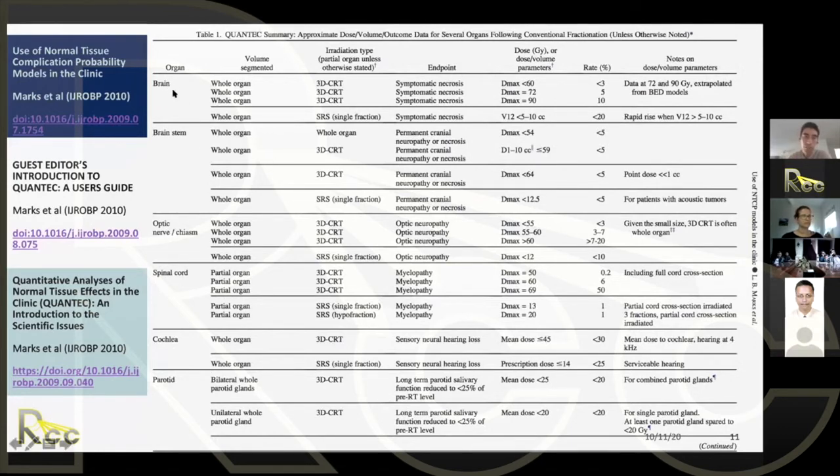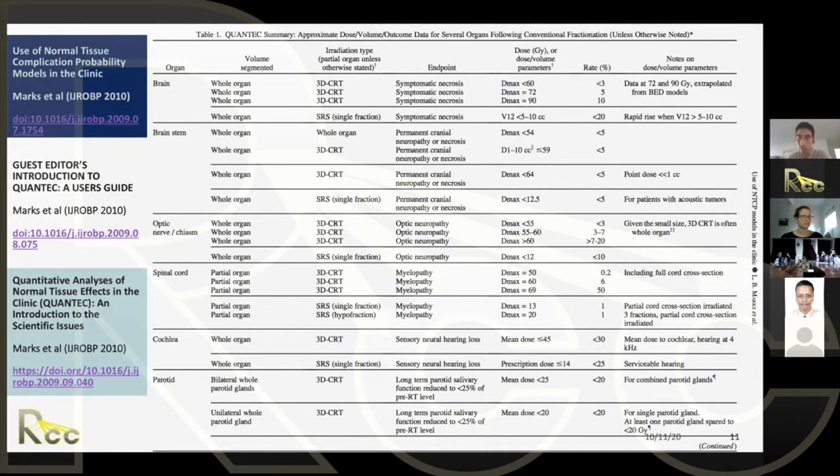Here it'll tell you what organ you're focused on, so this would be the brain. This is saying what the treatment type is for these guidelines. This is 3D conformal, so perfect, that's where we're at. This is the toxicity that you're trying to avoid. So they want to avoid brain necrosis. And here are the parameters that they recommend achieving when you do your plan.